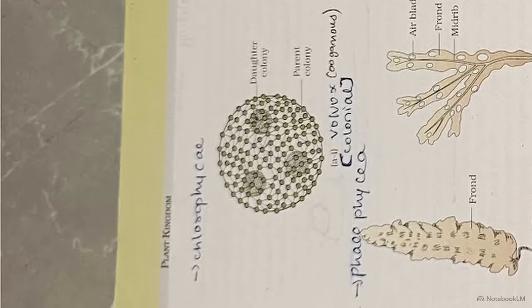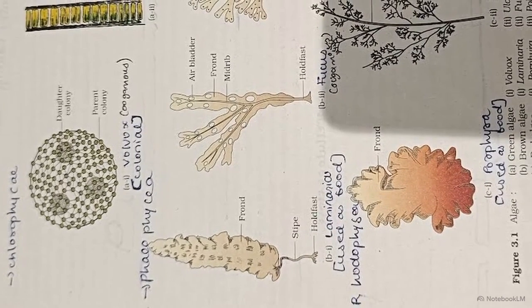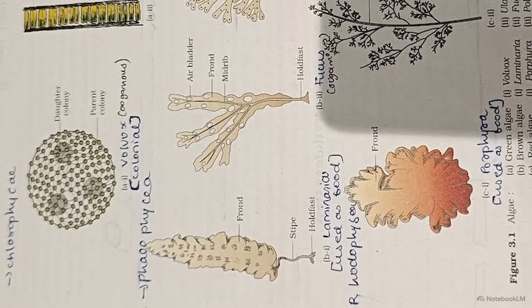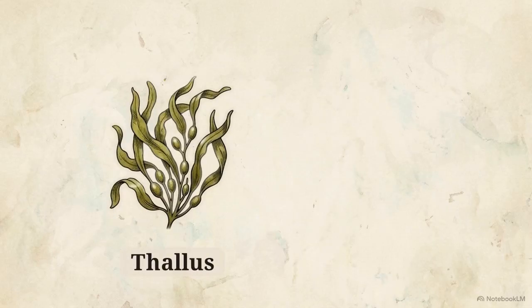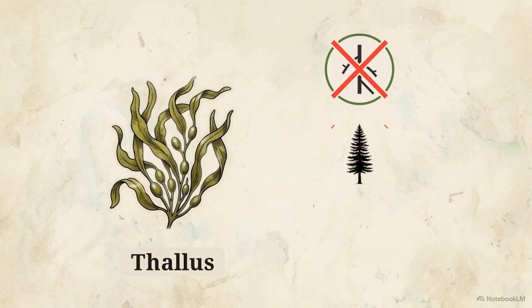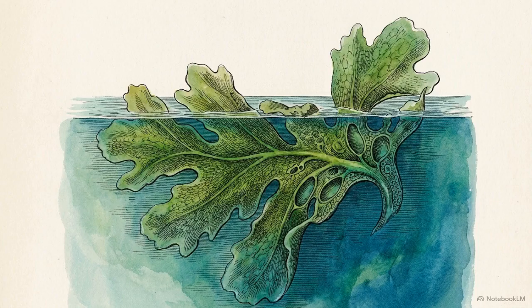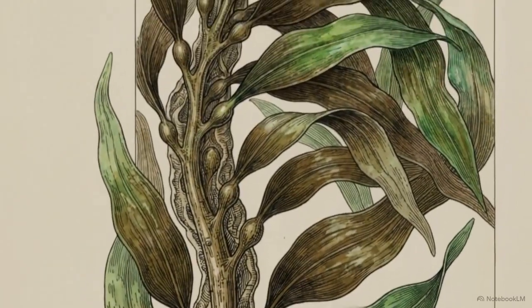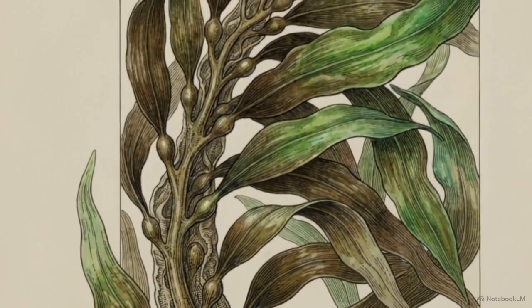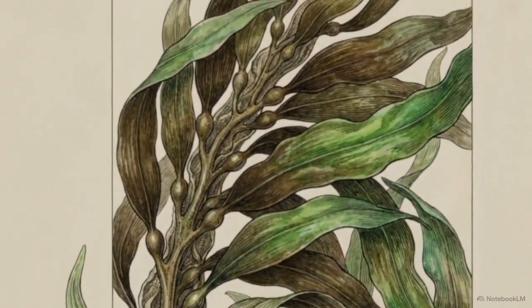Microscopic species like Volvox form simple, free-floating colonies. Larger marine forms like Fucus show structural differentiation, developing a holdfast to grip rocks, a stipe, and leaf-like fronds for light absorption. Despite these distinct parts, the organism remains a thallus, a body lacking true roots, stems, or leaves. The thallus is an efficient engineering solution for a buoyant environment. Surrounded by water, it has no need for rigid, woody stems to fight gravity or deep root systems to seek moisture.